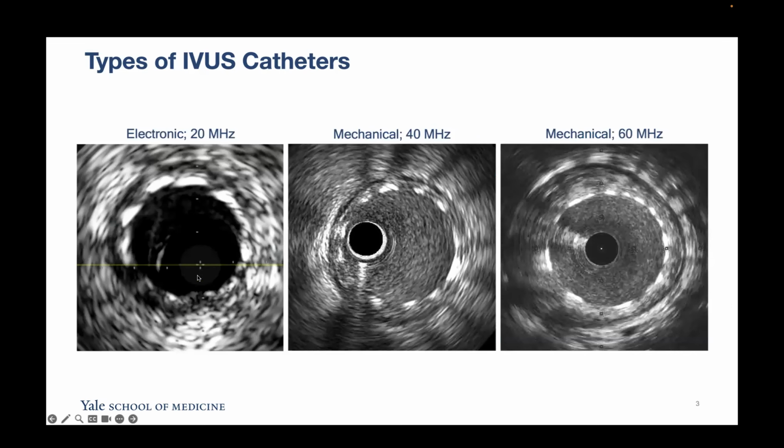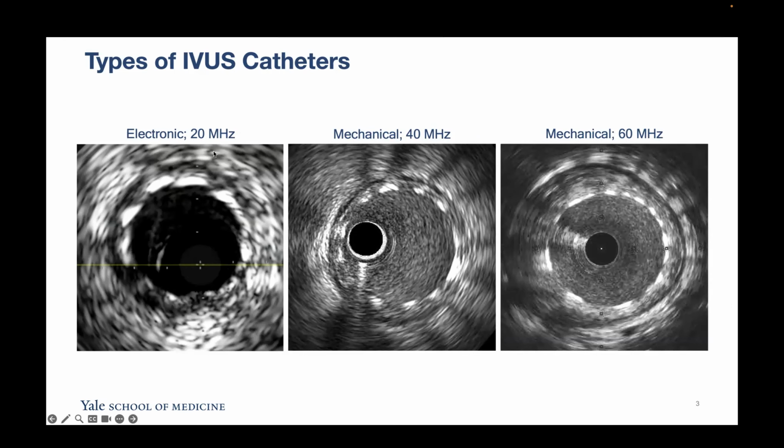So these are representative images I collected from the Eagle Eye catheter with 20 megahertz, the mechanical catheter from Boston with 40 megahertz. Actually, I think this is from Terumo, and the mechanical catheter with 60 megahertz from Boston. I chose stented coronaries because I think it's going to be easier for you to appreciate the level of resolution as you look at the stent struts.